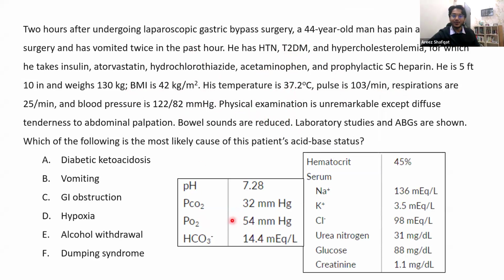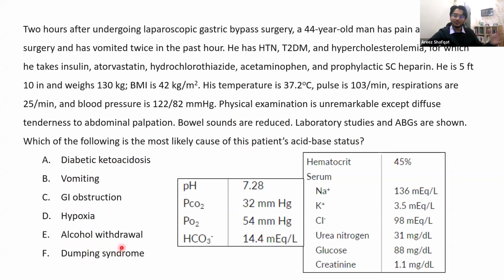So it's not DKA. If you look at this patient's PO2, he has hypoxemia, okay, or hypoxia. That indicates that this patient is developing lactic acidosis. So the answer would be D, okay? The diabetic ketoacidosis, they haven't given you a scenario for that, okay? Vomiting usually causes metabolic alkalosis. Alcohol withdrawal causes seizures. It could cause lactic acidosis, but alcohol withdrawal is not the cause of this patient's acid-base status.